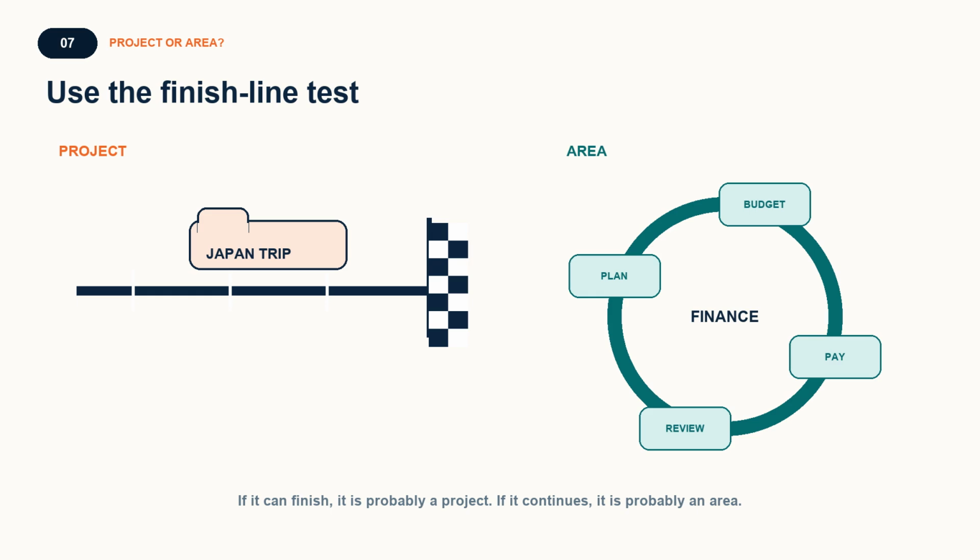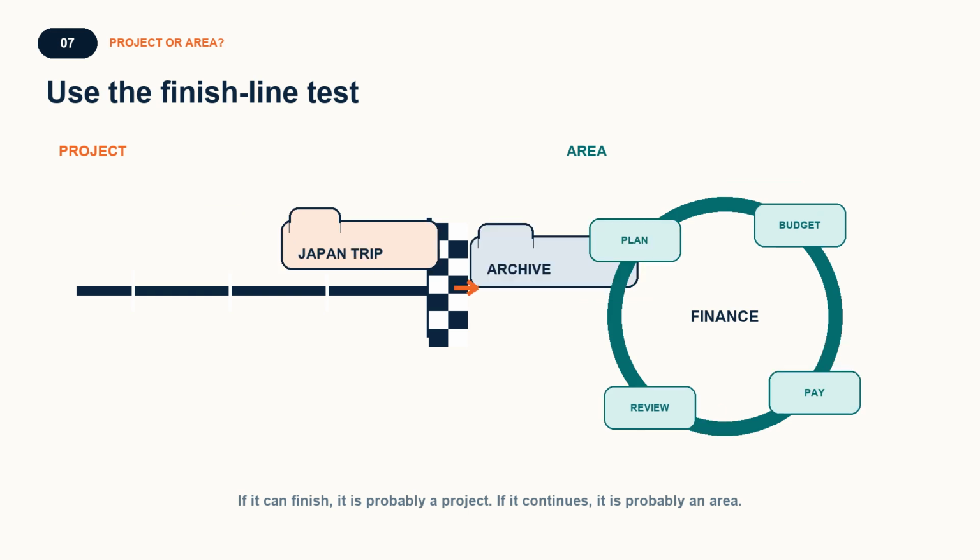This difference makes archiving painless. When a project finishes, move the whole project folder to archive with its inputs, working files, and deliverables still together. An area stays in place and receives the next cycle of material. If you cannot imagine a finish line, you probably have an area. If you can name the outcome and know when it is done, you probably have a project.